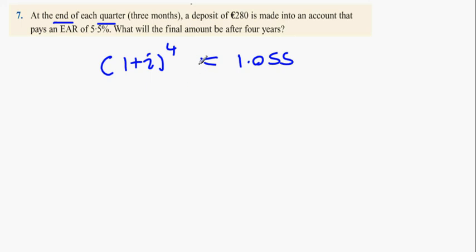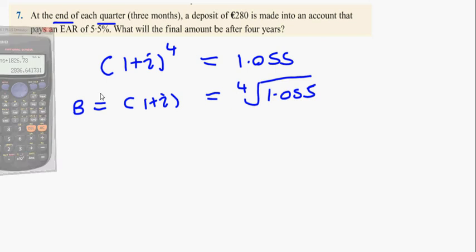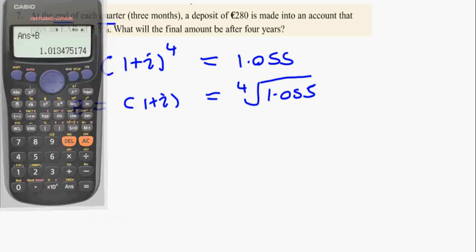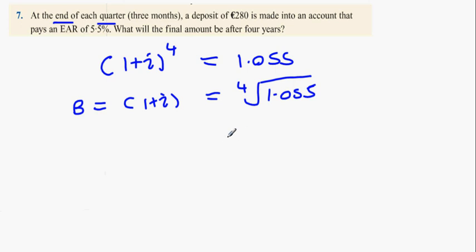Now, for these 4 payments, we're going to have to figure out our b value. Our b value is 1 plus i, and that's going to be equal to the 4th root of 1.055. The 4th root of 1.055 gives us 1.0134. We're going to shift-store that as b, and then we'll move on.